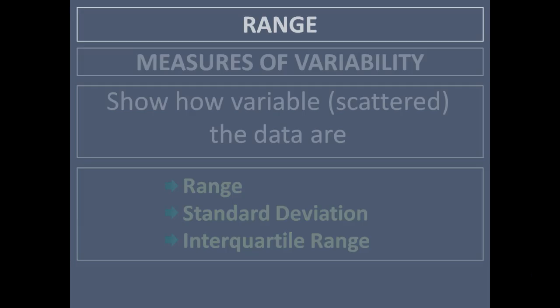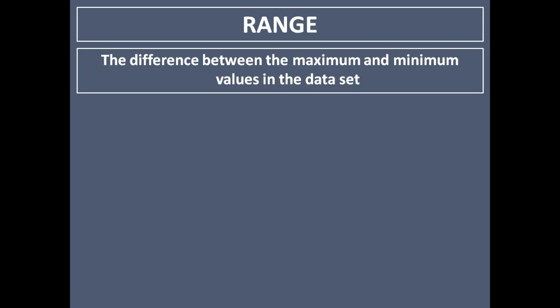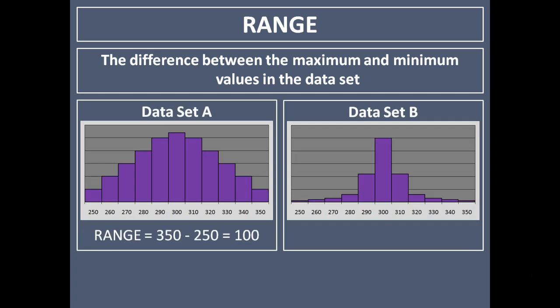We won't do a whole lot with the range, and we've actually already discussed it in our lecture about frequency distributions. The range is simply the difference between the largest number and the smallest number. So if we took the range in data set 1 here, high of 350, low of 250, the range is 100. As is our range in data set B, 350 minus 200 gives us a range of 100.